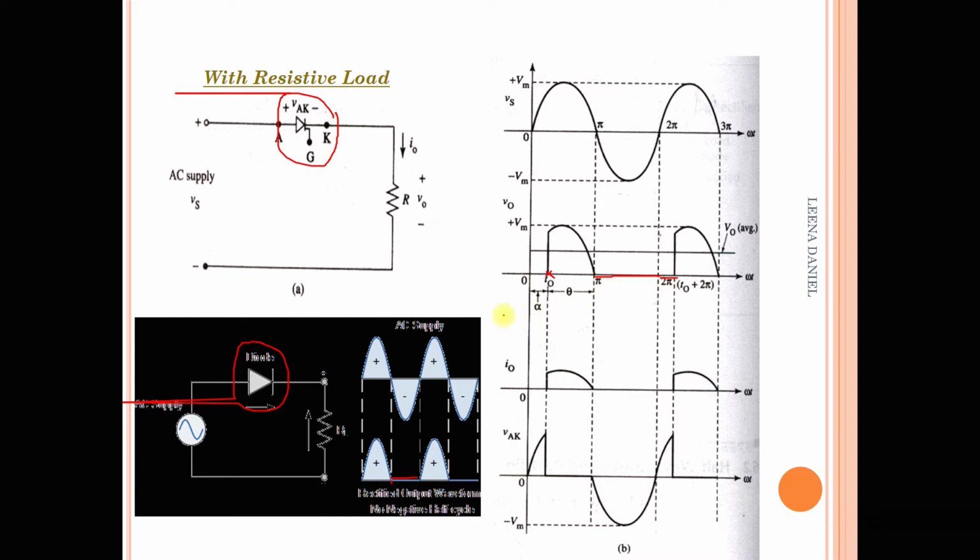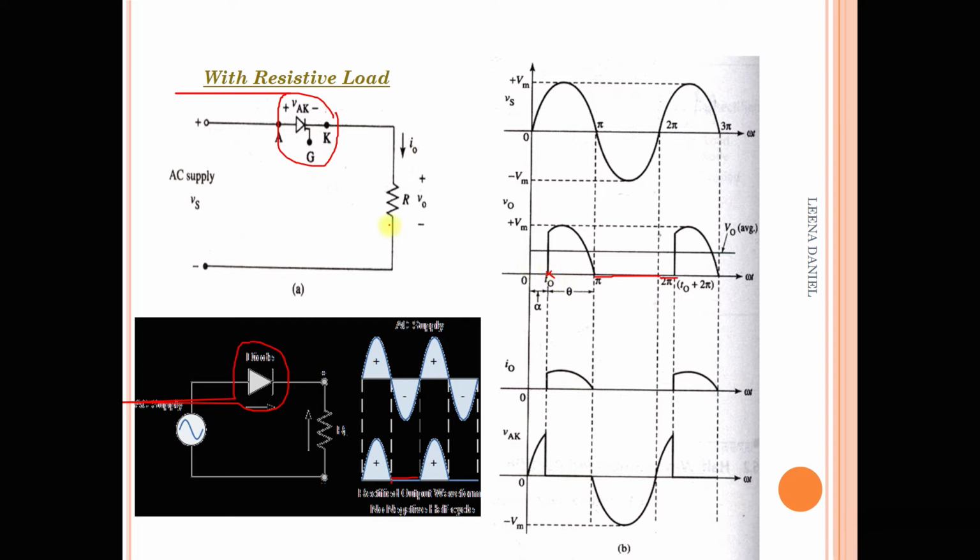With a purely resistive load supplying DC power, IO and VO, meaning output voltage and output current, would be in phase. See in the waveform, there is no phase difference between IO and VO.